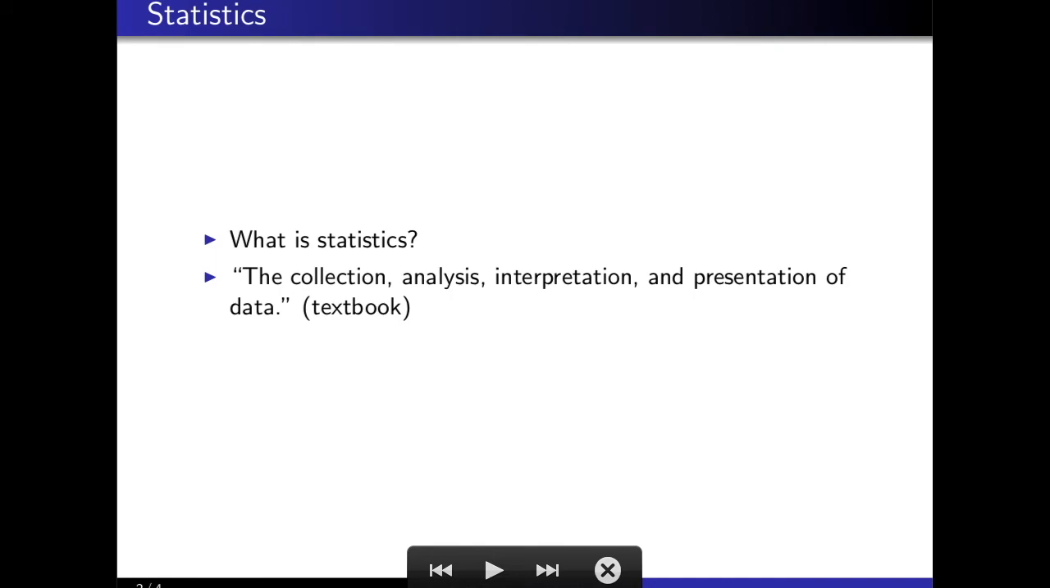So if we're going to study statistics, the first thing that we might want to ask is, what is statistics? And the way the textbook refers to statistics is it's a collection, analysis, interpretation, and presentation of data. Some of the main takeaways from that is we have some collection of data, usually numbers, not always numbers, could be something different, but usually numbers. And then we draw some kind of conclusions from our data. Or maybe we just present it, but presenting kind of to draw conclusions from the data.